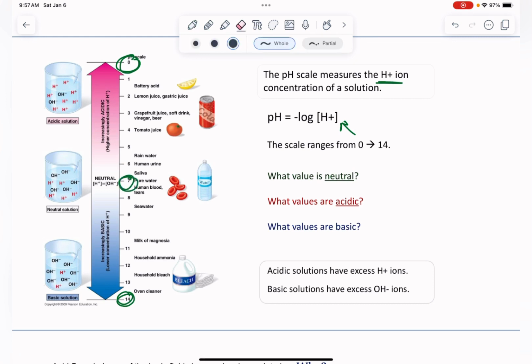So my question for you is, if a solution is acidic, does it move closer to 0, or does it move closer to 14? And the answer to that is it moves closer to 0. Solutions that are acidic are less than 7 pH. So they're anywhere from 7 or less than 7 all the way down to 0.